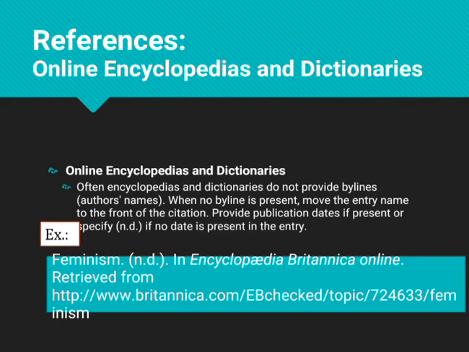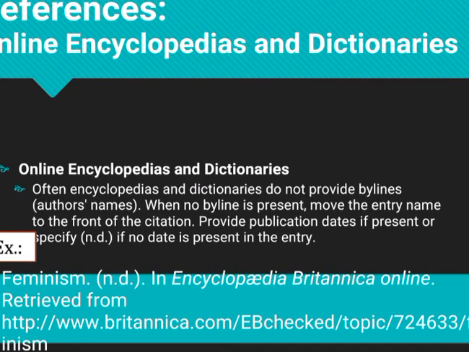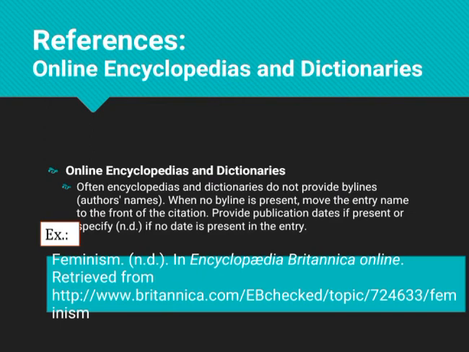Reference of online encyclopedias and dictionaries. Online encyclopedias and dictionaries often do not provide bylines, authors' names. When no byline is present, move the entry name to the front of the citation. Provide the publication date if present, or specify if there is no date. n.d. means no date is present on the entry. So for example, we have Feminism, n.d., which means its date of publication is not confirmed, Encyclopedia Britannica Online, retrieved from that source.